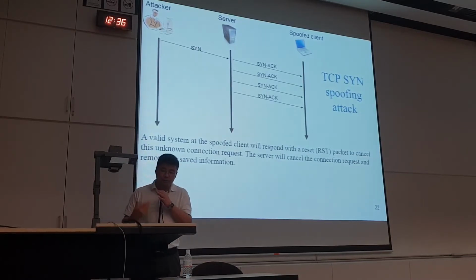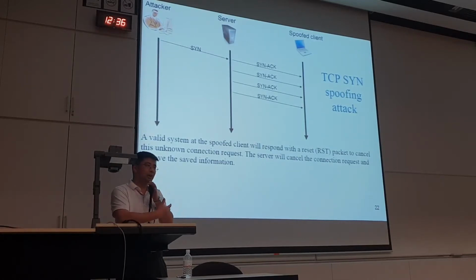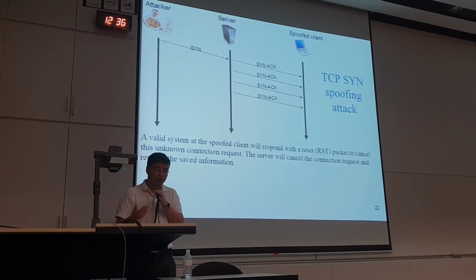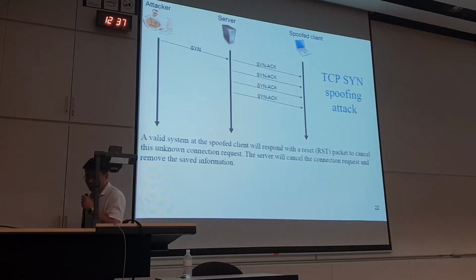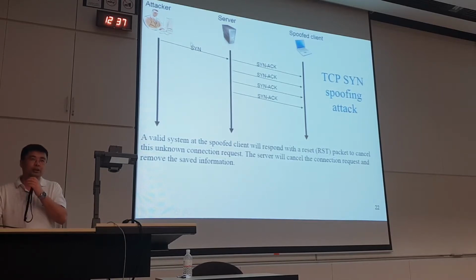And also, if you use random IP addresses, the server will not be able to detect whether this is an attack or not, because all the requests are from different IP addresses. So the server will not know whether this is a real request or a fake request. So in this case, the attacker can use IP spoofing to confuse the server, right?